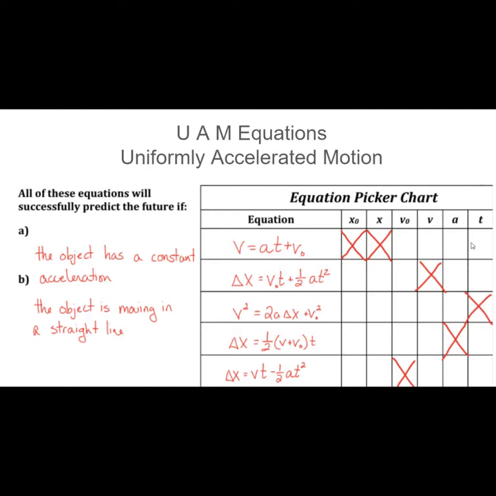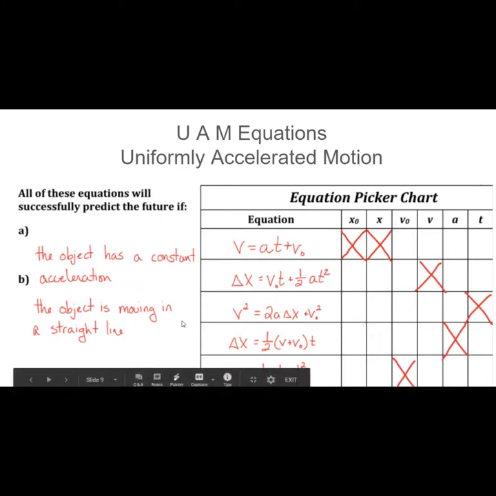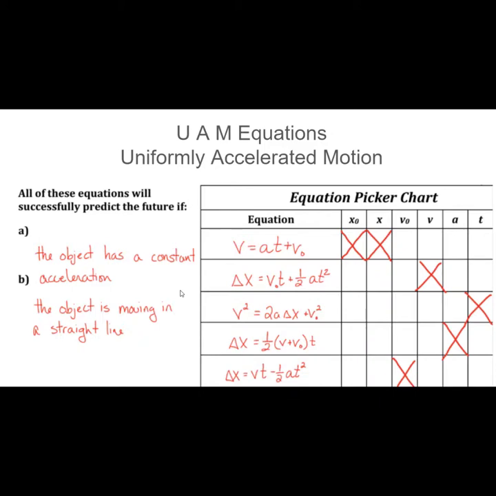Now, this only works if the object has a constant acceleration. We showed a constant slope, so this is fine. And then it's got to be moving in a straight line. These only work if the object is moving in a straight line. They're called uniformly accelerated motion, UAM equations. That's why I'm going to call them this, just so you remember that it must be a constant acceleration for you to use it. If acceleration changes, that doesn't count.